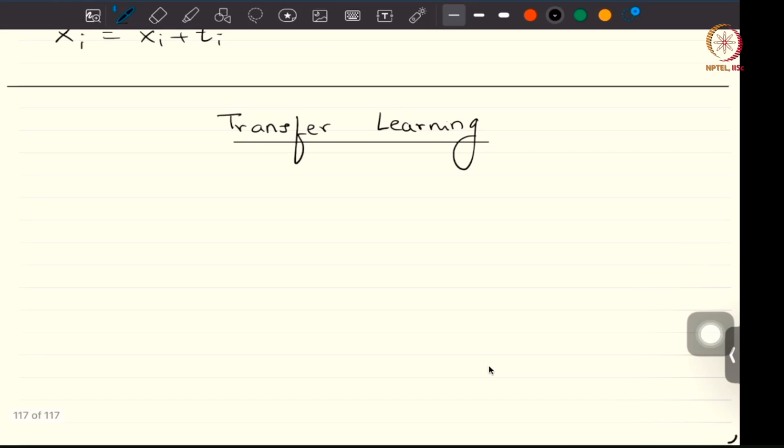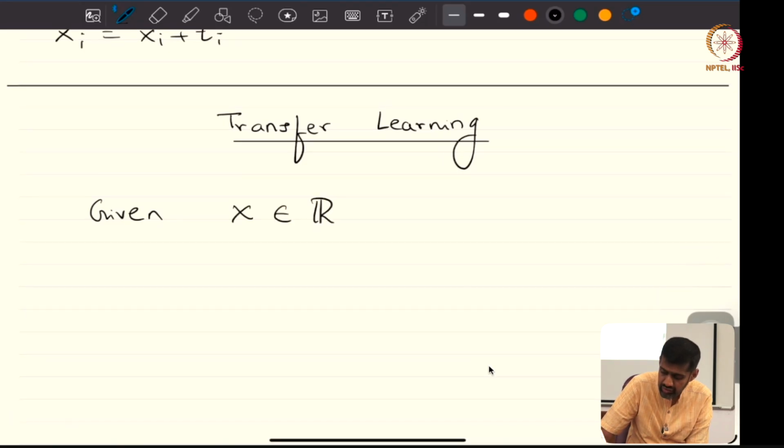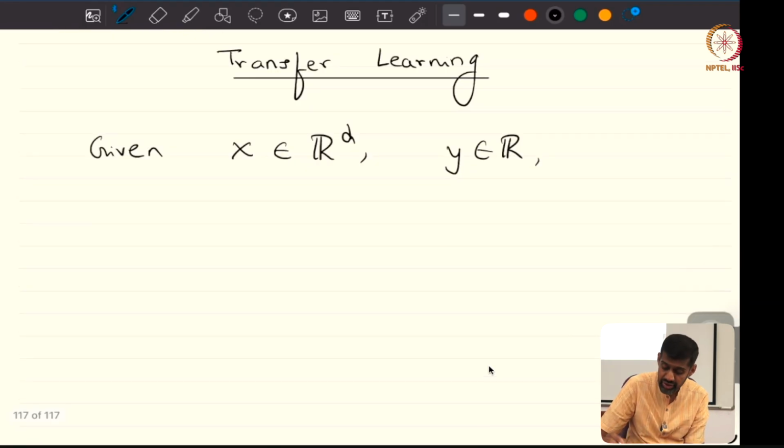Welcome back. So let me introduce you to this idea called transfer learning. You recall that neural networks are functions, right? So given data x in R^D, let's say that you also have y in R. It doesn't matter if it's supervised or unsupervised. Suppose we learn a neural network.